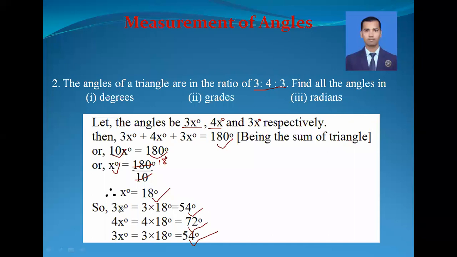Now here we replace the value of x. Okay, 18, 18, 18, and we multiply by the coefficients of x, 3, 4, and 3 respectively. Then we will get the values. After adding all these, as we got 180 degree, it means the question that we solved is perfect, or right. So in this way, students, we can find the ratios of angles in degrees.